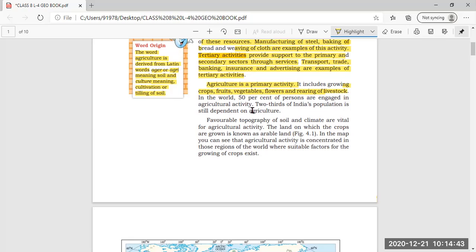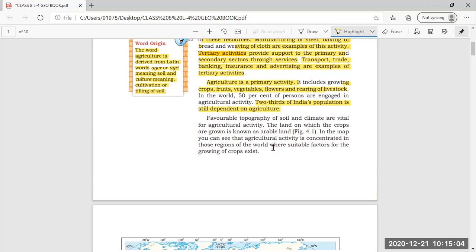In the world, 50% of the persons are engaged in agricultural activity. Most of the population in India also depends on agricultural activity. Two-thirds of India's population is still dependent on agriculture. So how much of India's population is dependent on agriculture? Two-thirds of India's population.